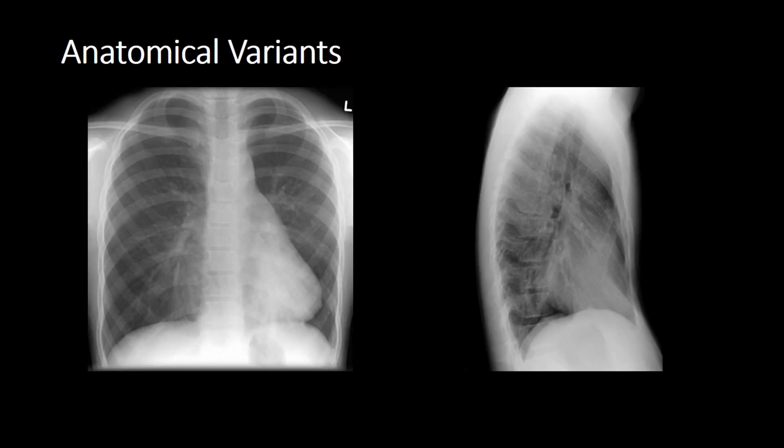Pectus excavatum, or funnel chest, is a congenital chest wall deformity. So you get this characteristic depression of the sternum. On our PA view, our posterior ribs are horizontal, and our anterior ribs are heart-shaped. You get blurring of the right heart border, which mimics right middle lobe pathology, and our heart is displaced off to the left.